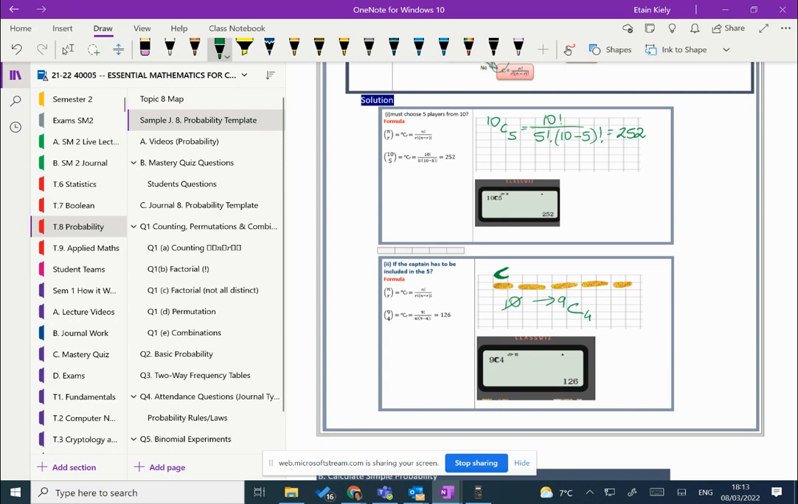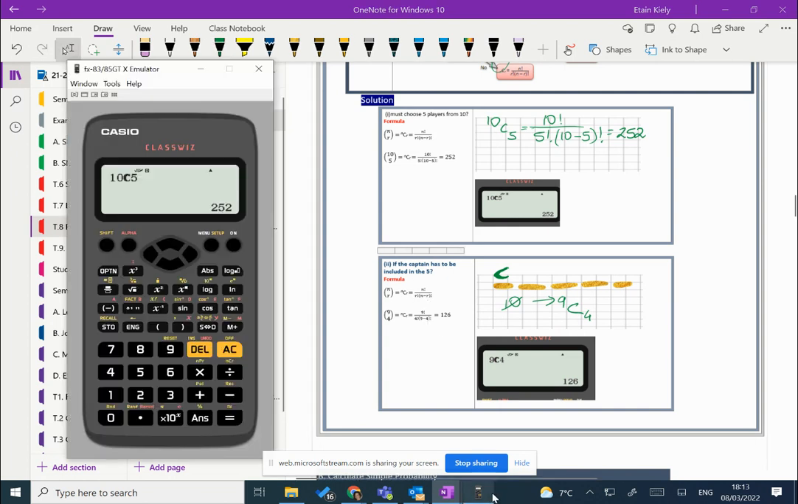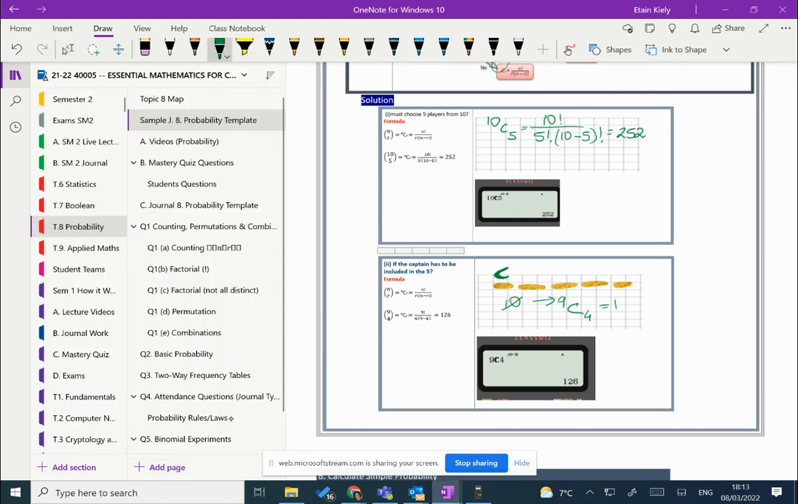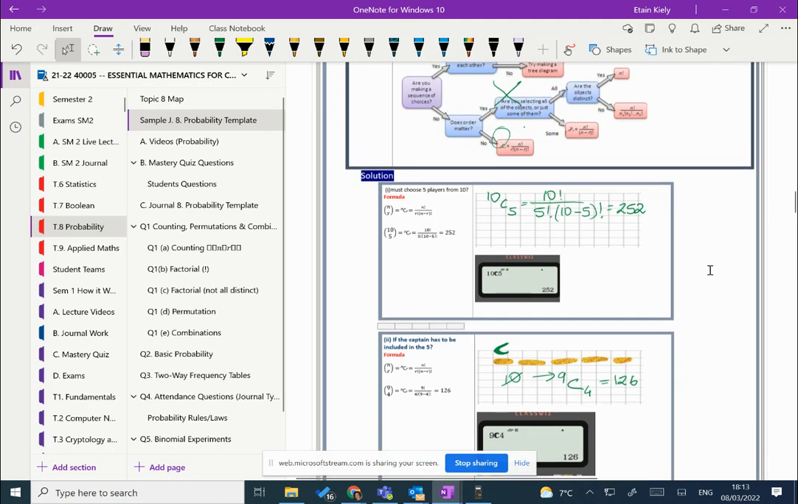Again, we can do it by hand, which you can see here, or you can just do it on your calculator, which is going to be 9 choose 4, and we're getting 126 this time. So a lot less in terms of the number of combinations we have available to us when we include the captain.